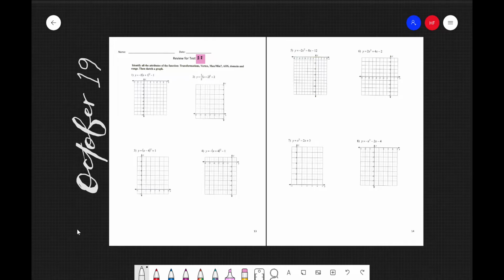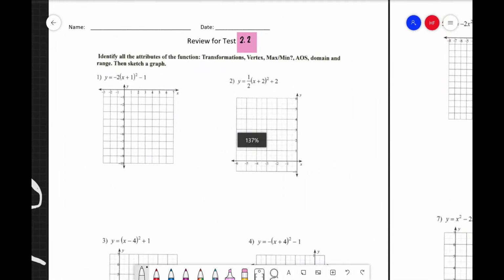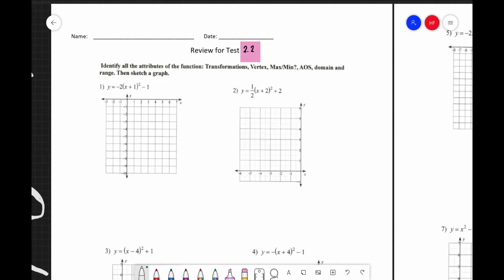Today we're going to be doing the review for test 2.2. There is a typo on the PDF. It might be fixed on your version, but this one did say 2.1, but it is the test 2.2. It's the second test of the second 6 weeks, and it is tomorrow. So this test is all about quadratic functions and their graphs and their attributes.